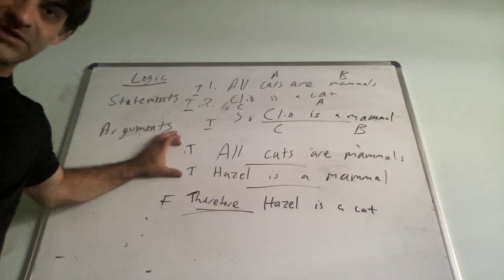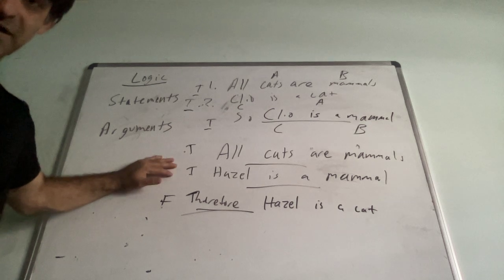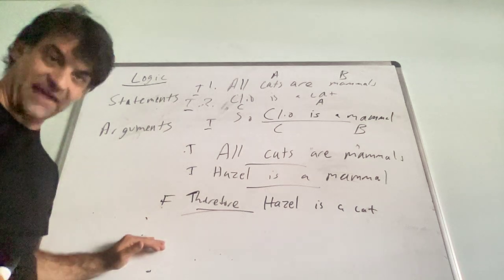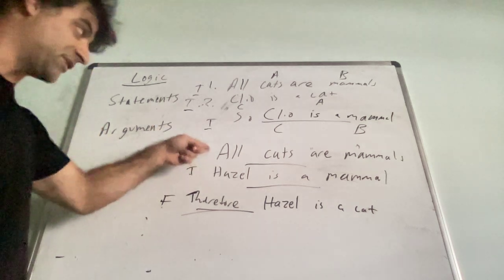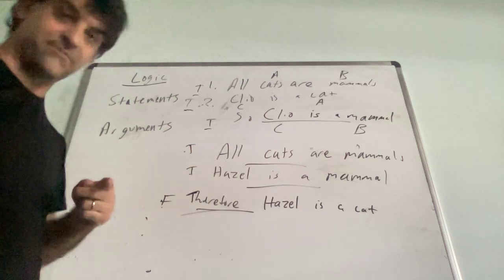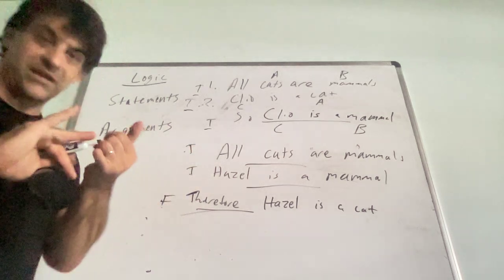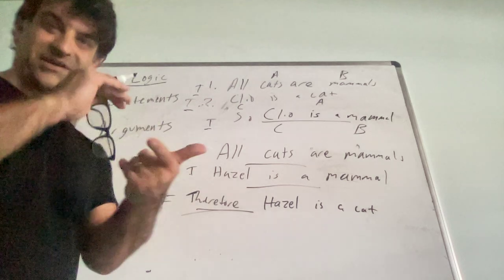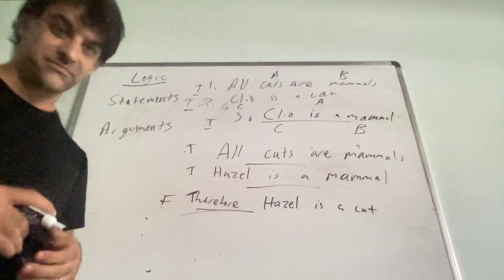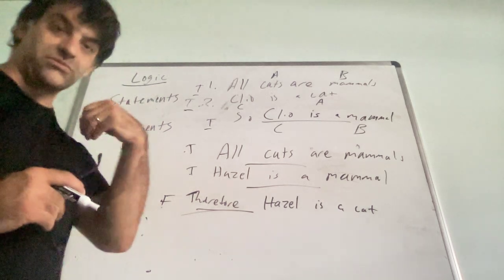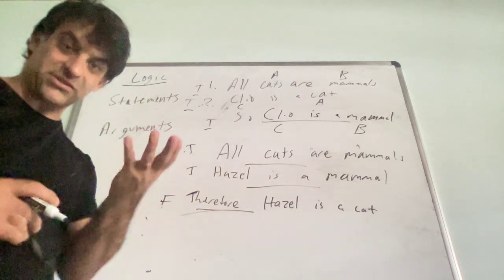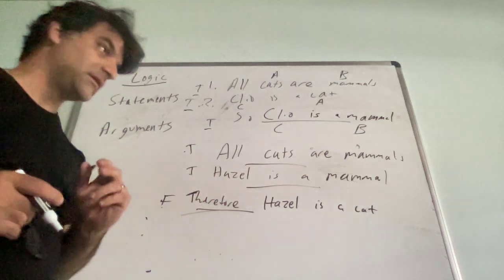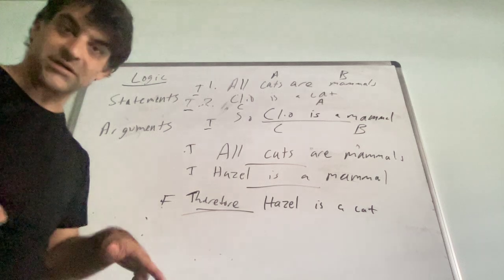If someone assumed these premises, all cats are mammals and Hazel is a mammal, just think intuitively, that does not prove that Hazel is a cat, right? If these are true, that all cats are mammals, and Hazel is a mammal, that also is true, Hazel could be a cat, a dog, a horse, right? Any number of mammals, okay? So just because it's a mammal and all cats are mammals doesn't mean that Hazel's a cat. There's something wrong in the link between premise and conclusion.